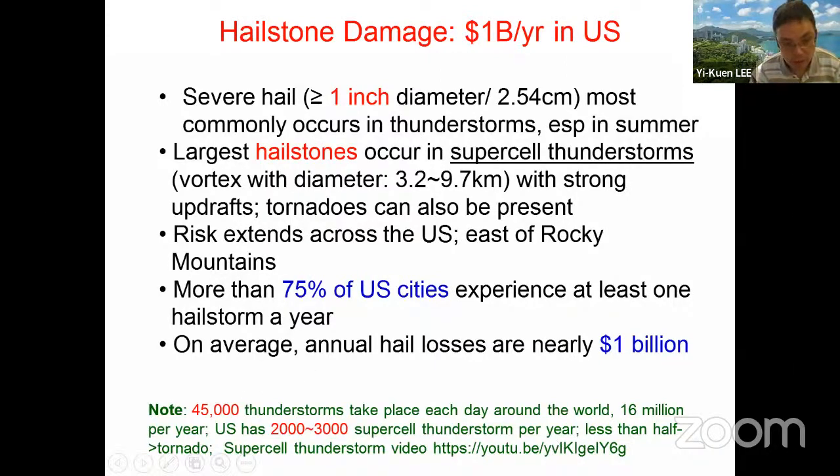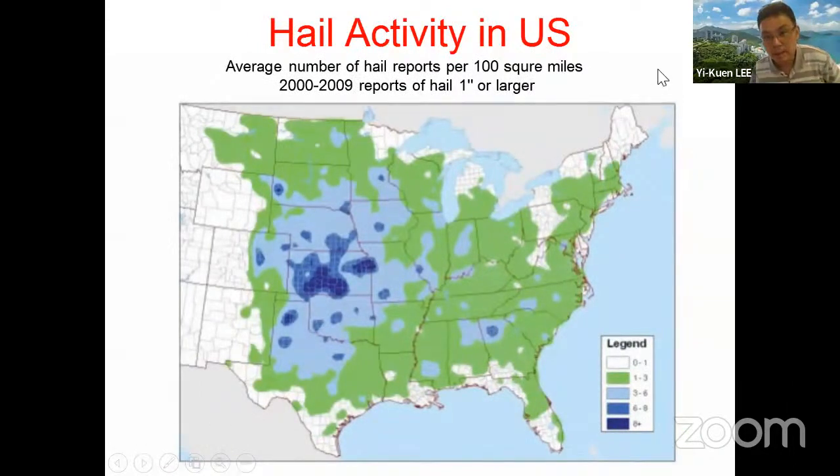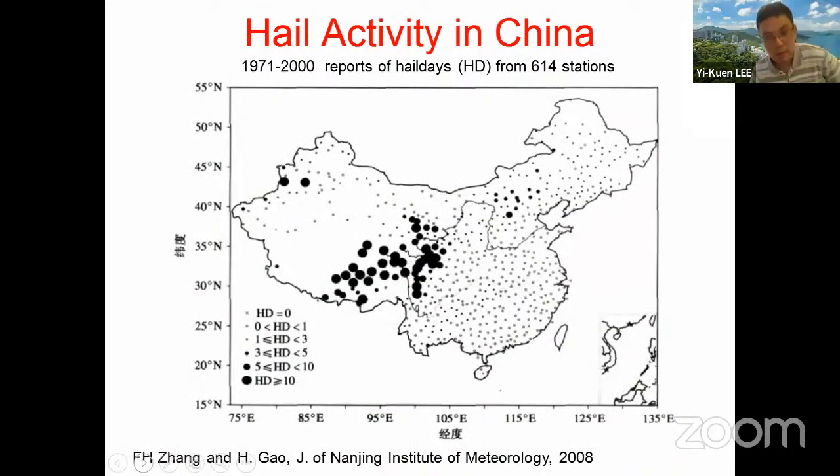Here is the typical way to show what typical hail activity looks like in the United States. It depends on the region. Some regions have much more of this kind of problem. Of course, if you look at China, it also happens in some areas, but not everywhere. Some selected areas have much more hail activity.